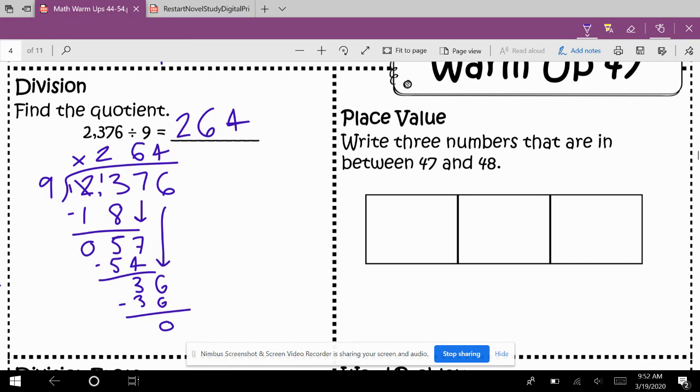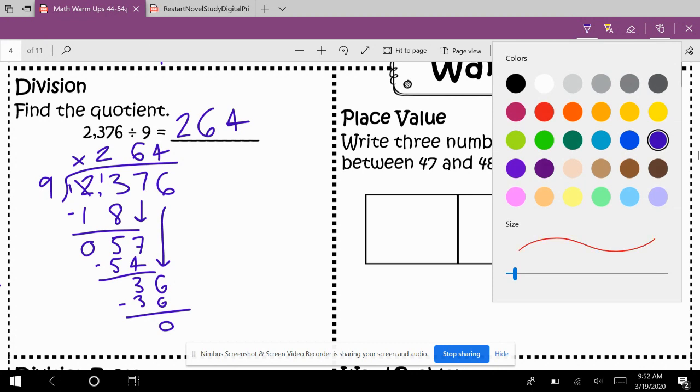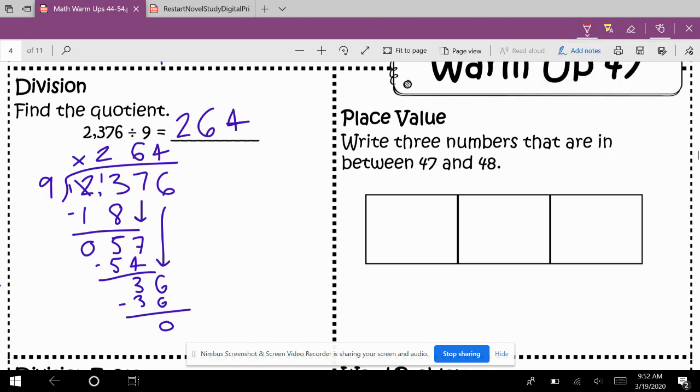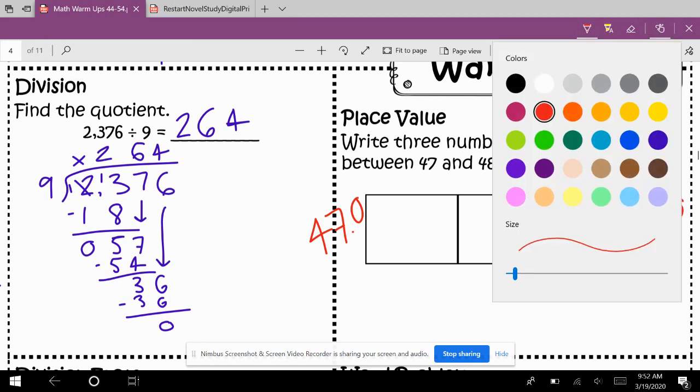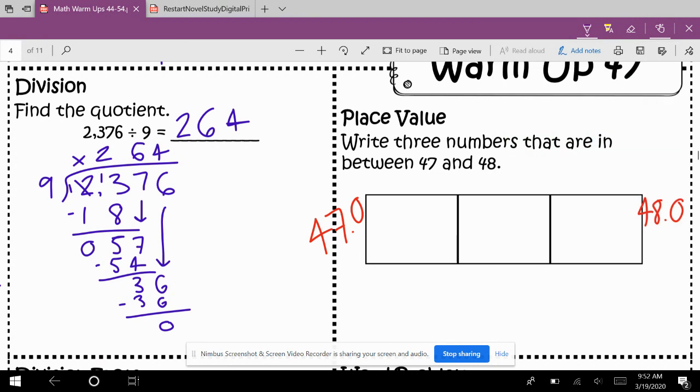All right, next one, it says write 3 numbers that are in between 47 and 48. So I'm going to go ahead and put on the side here. We're looking for something between 47 and 48. I went ahead and put that 0.0, I think it'll help us out. So really, we don't have any whole numbers here, right? Because if you're just counting, you go from 47 to 48. So we need decimal numbers. So we're looking for 47 point something. 47 point anything works, guys.